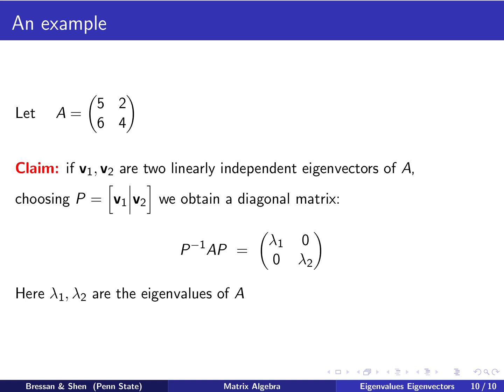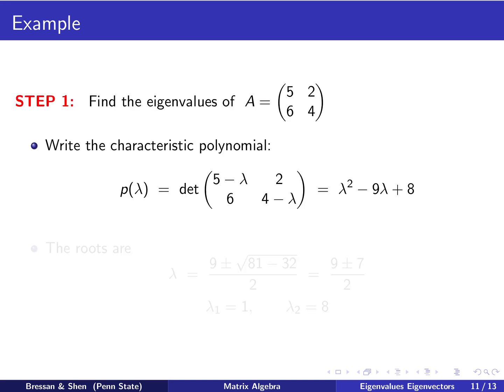Now let's work out the details and see if this claim holds for this case. So we need the eigenvalues and the eigenvectors of A. So in step 1, let's work that out. We first form the characteristic polynomial by computing the determinant of A minus lambda I, that is subtracting lambda on the diagonal. And if you work out this determinant, which is this times this minus this times this, and you open it up, you get this second degree polynomial.